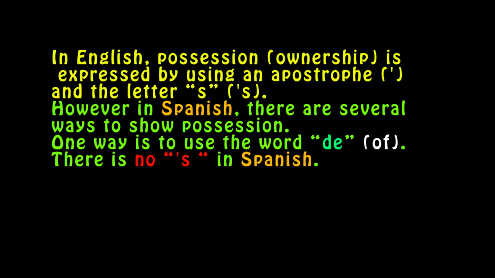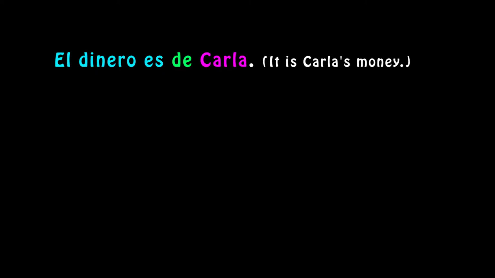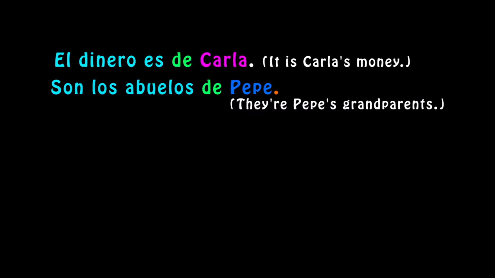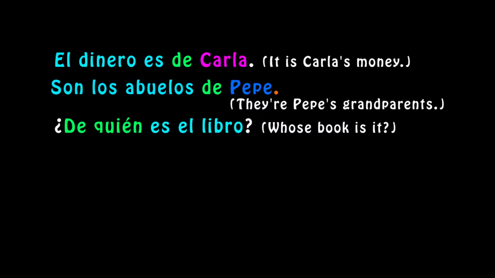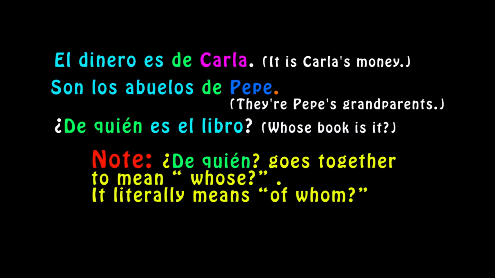So, let me show you some examples. El dinero es de Carla. It is Carla's money. Son los abuelos de Pepe. They are Pepe's grandparents. ¿De quién es el libro? Whose book is it? Note that de quién goes together to mean whose. It literally means of whom.